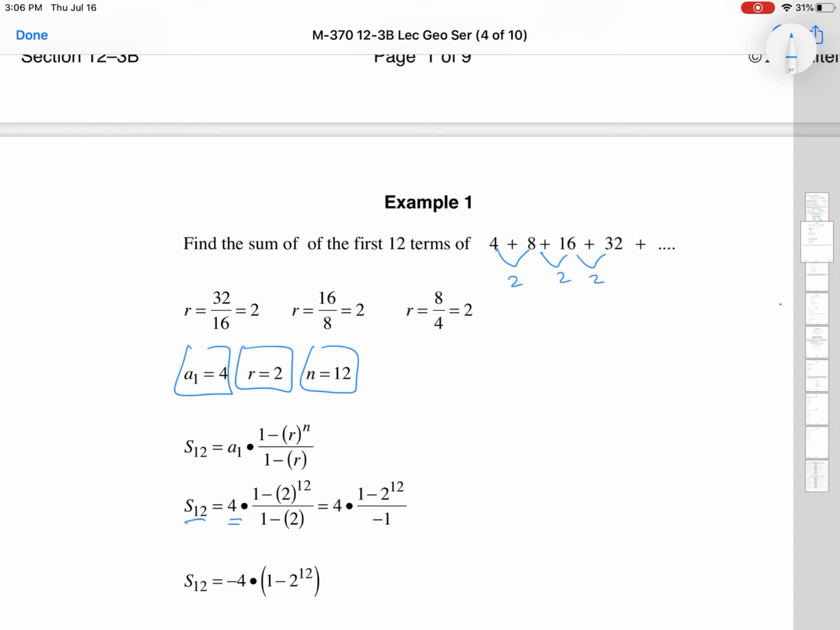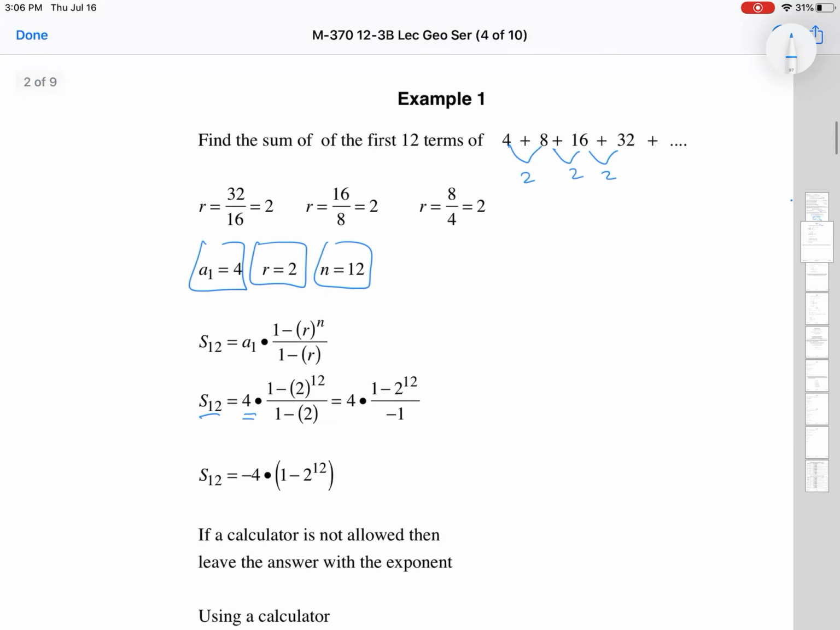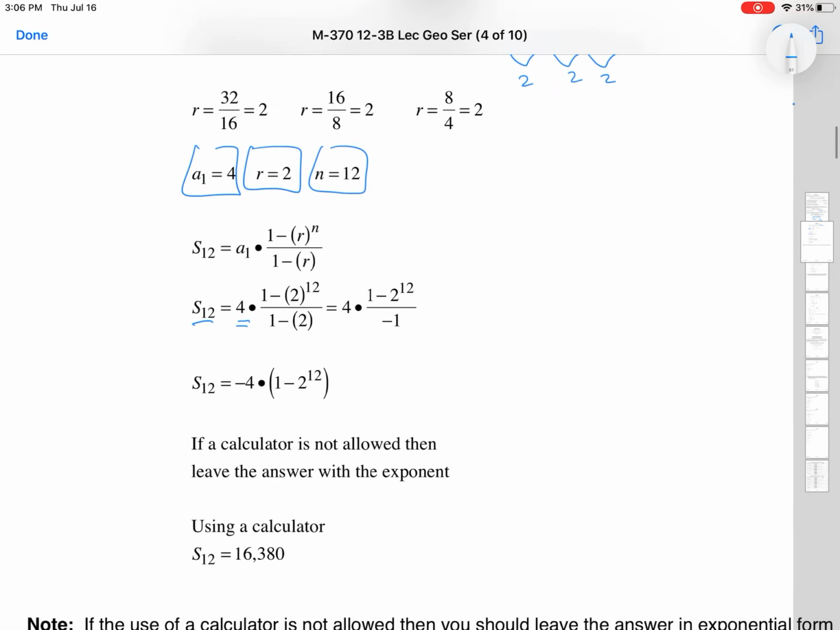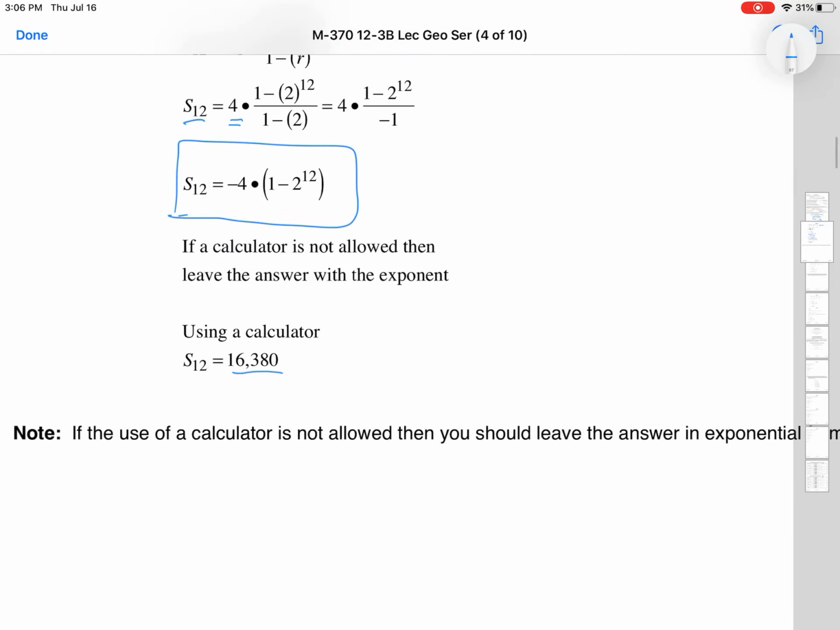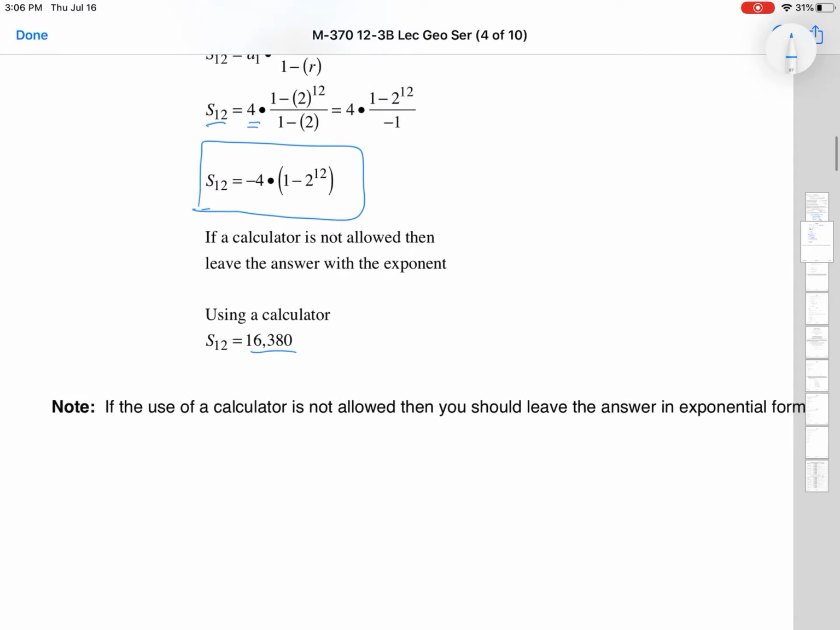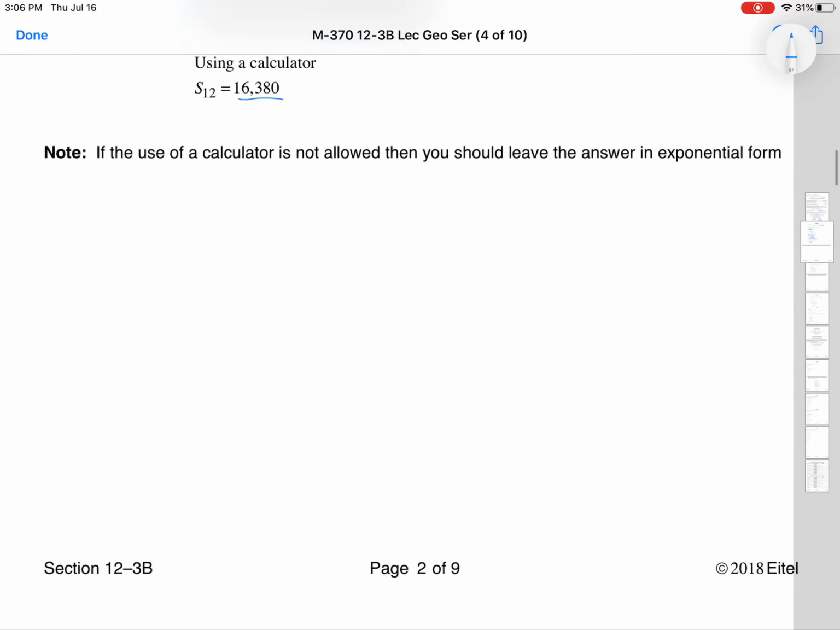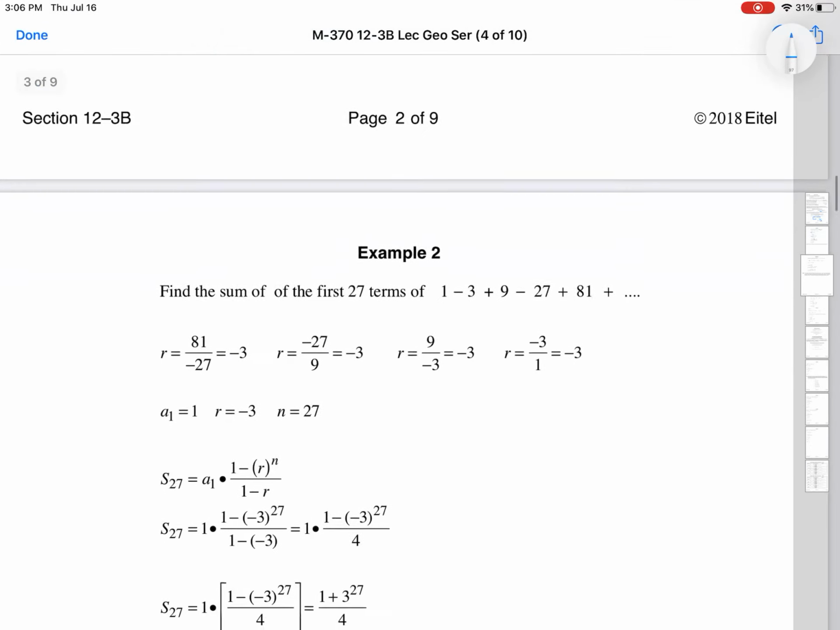And then we put those guys together. If a calculator is allowed, you can give me a calculator answer of 16,380, right? Because you have that. But if it's not allowed, you're welcome just to leave it in its exponent form. So nothing earth-shattering, we're just using that formula there.